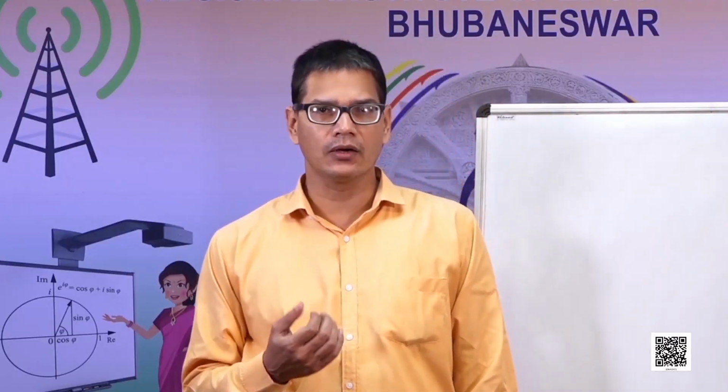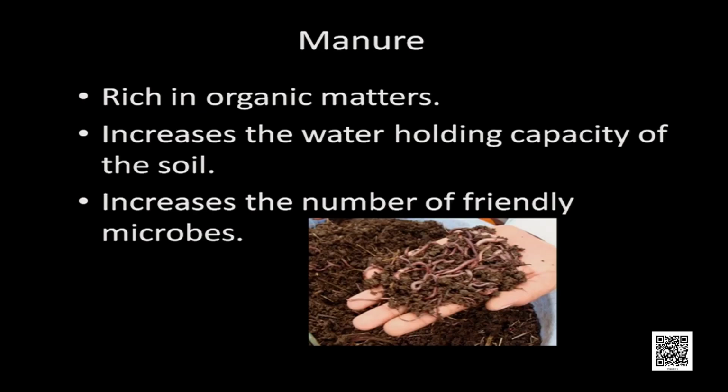To enrich the soil with these nutrients, we require manure and fertilizers. Now, manure. As we know, manure is obtained from the decomposition of animal excreta and plant wastes, and it is rich in organic matter. It also increases the water holding capacity of the soil and increases the number of friendly microbes. That means it is helpful for the soil and improves the quality of the soil.